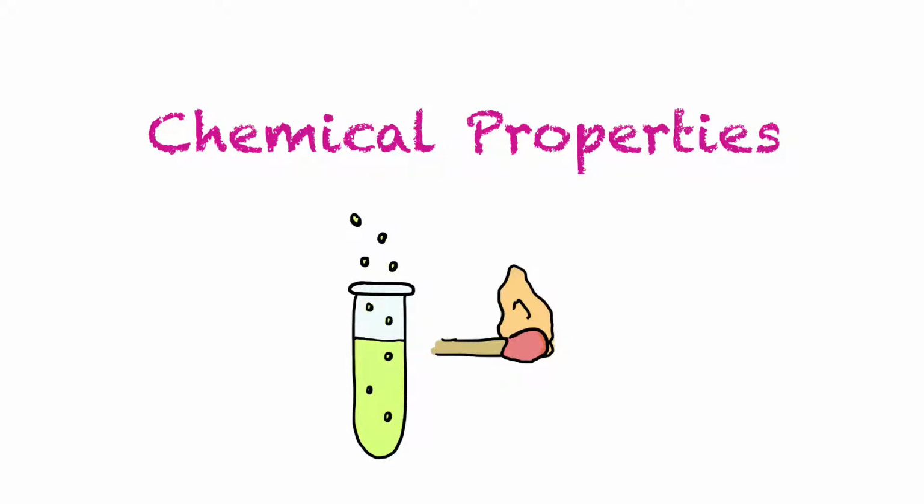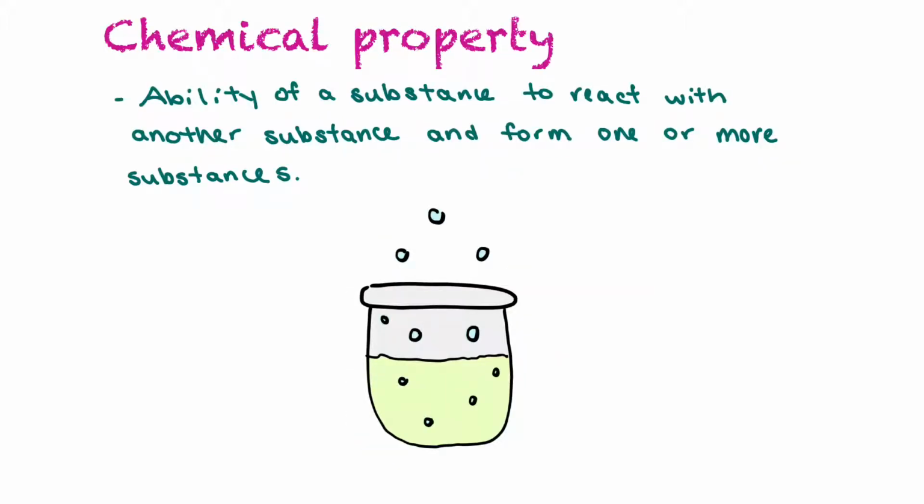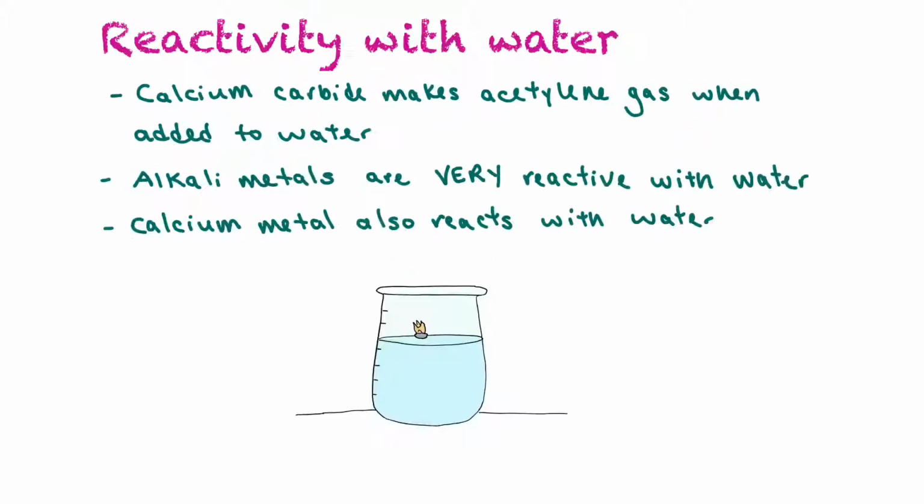In this video, we're going to explore chemical properties of matter. A chemical property is the ability of a substance to react with another substance and form one or more new substances. Our first chemical property would be a substance's reactivity with water. So some examples of that.